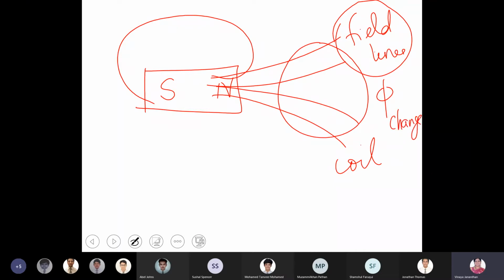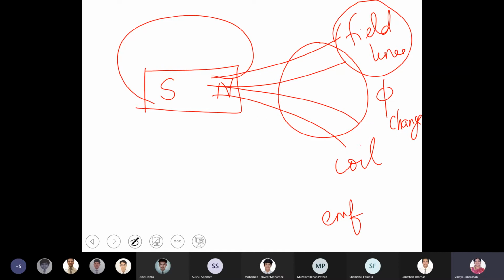Whenever there is a change in magnetic flux, an EMF will be induced in the coil. EMF means electromotive force. The free electrons in the coil will be set in motion, and when electrons start moving, it constitutes a current. So a current is induced in the coil.